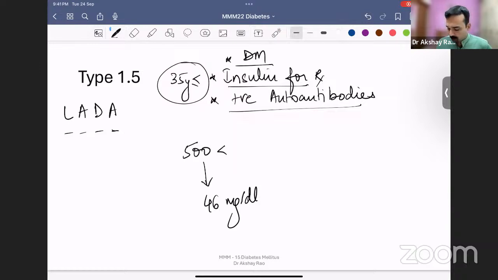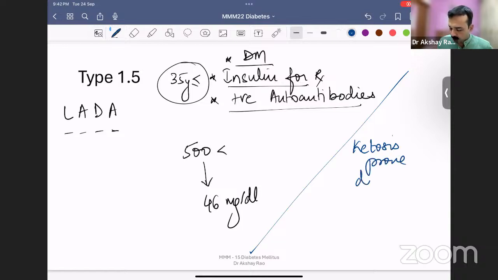There is another, what do you say, there is a diagonally opposite entity or a corollary, if you would like that word. Counterpart. That's the word I was looking for. There's another counterpart, and that is known as ketosis prone diabetes. Ketosis prone diabetes will be a person who has all the features of insulin resistance, an obese person.